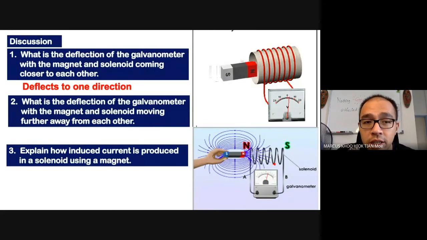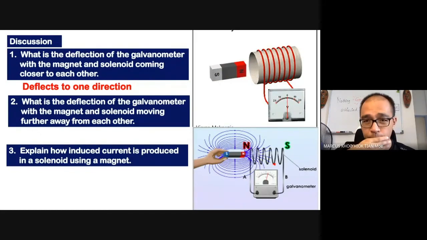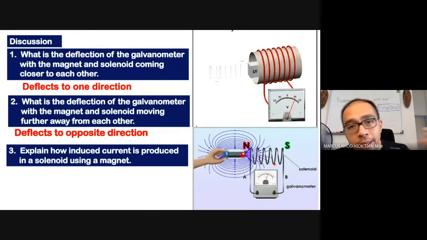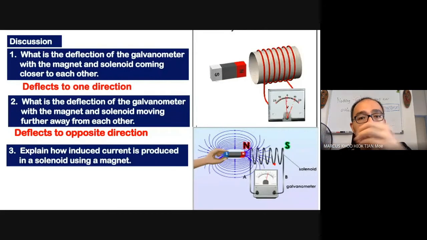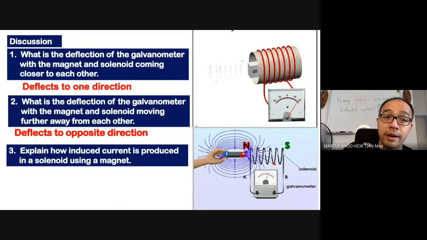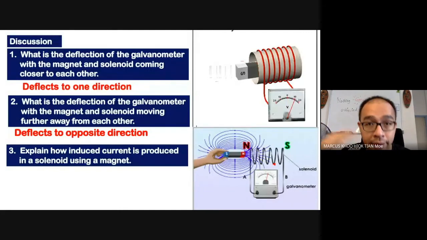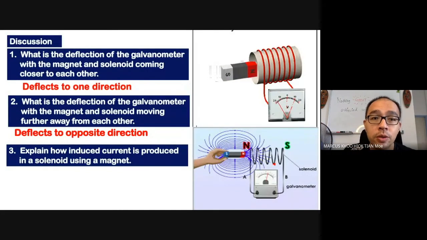What is the deflection of the galvanometer with the magnet and the solenoid moving further from each other? It will deflect to the opposite direction. So you put the magnet in, deflect one direction. You pull it out, it will deflect the other direction. Ada arus, okay, tetapi dia akan bertukar arah. Okay, so this is the one.